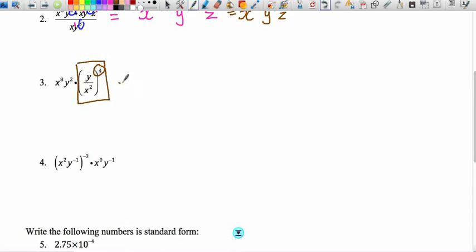Okay, and so what I'm going to do is say that's x to the power of 8, y to the power of 2, and I'm going to leave that exactly as is, and I'm going to come over here and focus on what's inside the parentheses.